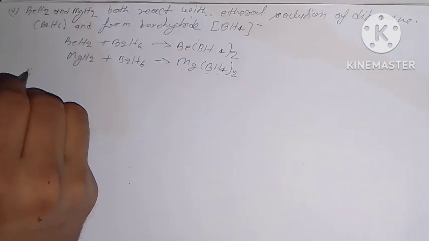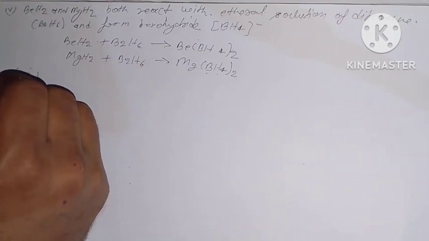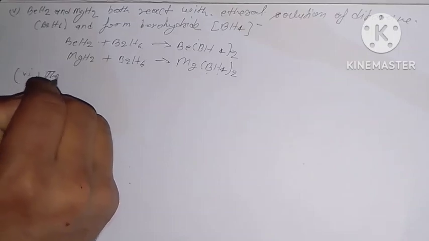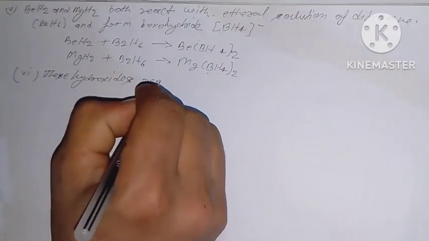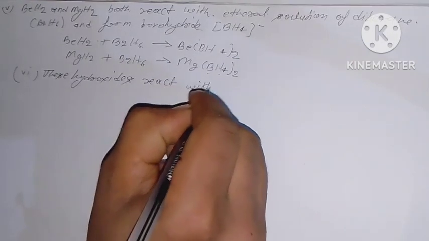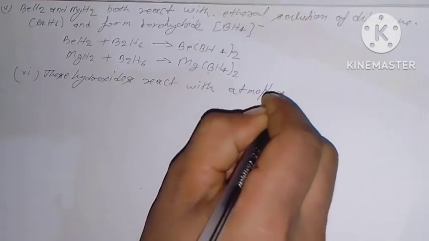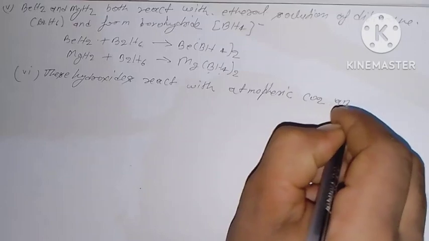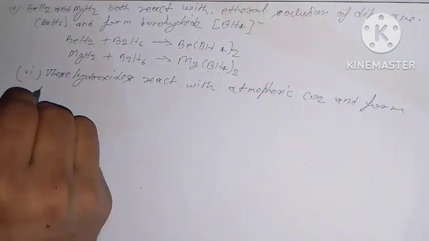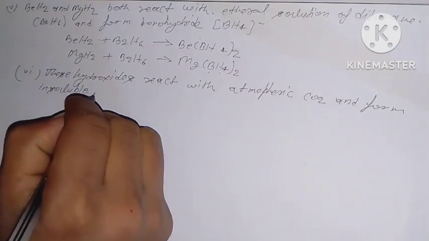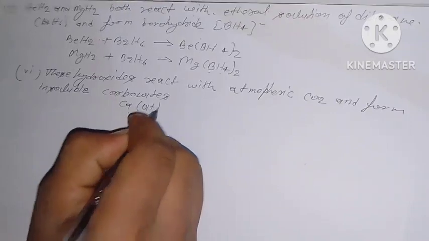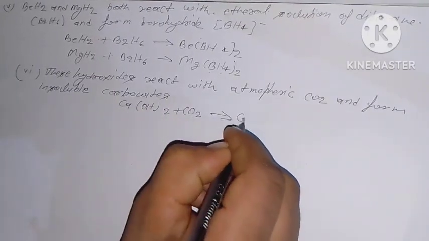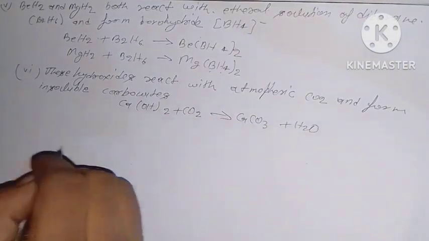Sixth point: these hydroxides react with atmospheric carbon dioxide and form insoluble carbonates, that is Ca(OH)2 plus CO2 gives CaCO3 plus H2O.